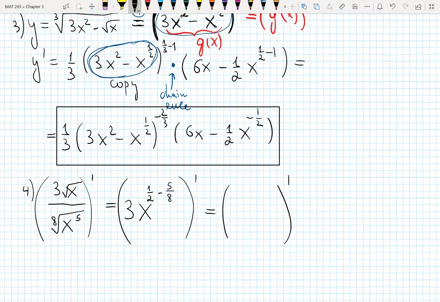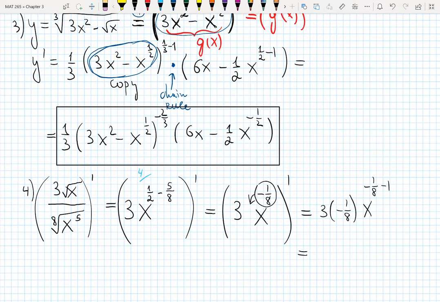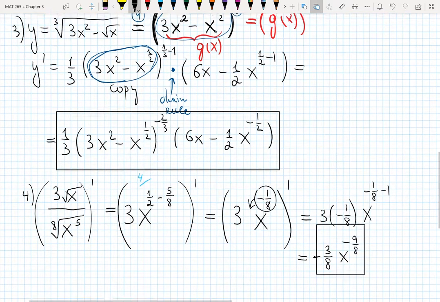Now simplify and then differentiate. 3x to the, need to create a common denominator. To do that, I will multiply by 4. So it's going to be 4 eighths minus 5 eighths, negative 1 eighth. Finally, power rule says when you're differentiating, this 1 eighth goes down, 3 times negative 1 eighth, x to the negative 1 eighth minus 1. Let's combine: negative 3 eighths x to the negative 1 eighth minus 8 over 8, negative 1 over 8 minus 8 over 8, negative 9 over 8. And this is the final answer.